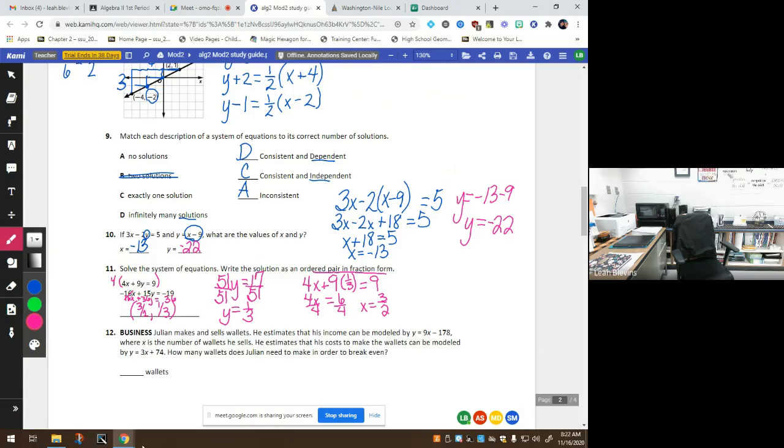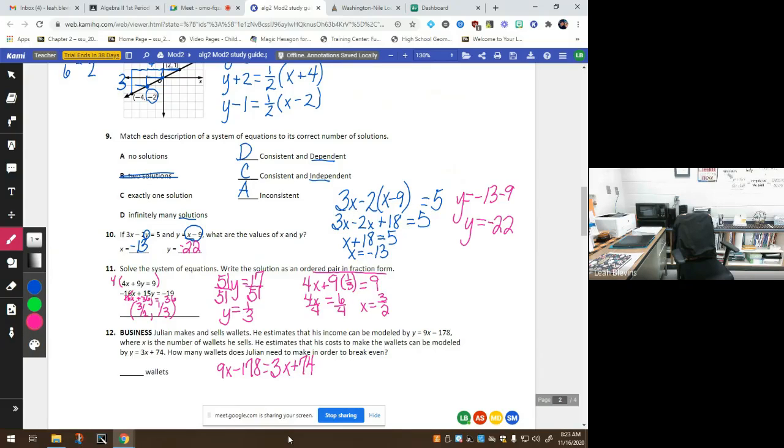How would I begin this problem? Well, you're trying to find x. Okay, so with substitution, plug it in for the first one. So 9x minus 178 is equal to 3x plus 74. Is that what you're saying?